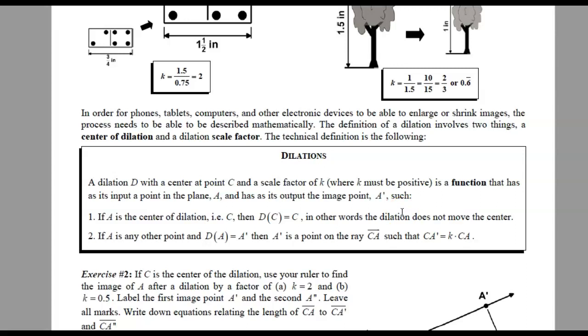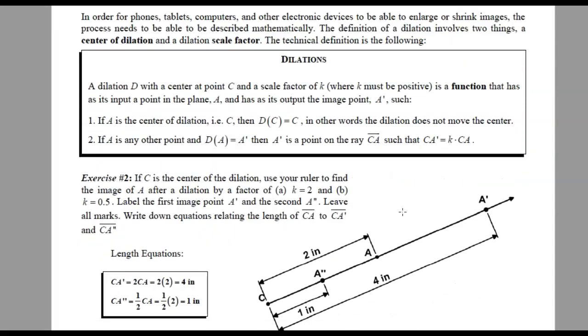So if A is the center of the dilation, in other words, if the point that we're dilating is also the center, then it's just not going to move. That's what number 1 is saying, that the original point will stay the same. But most of the time, a point that we dilate is not on the center, and so it will move. So number 2 is 99% of the time what happens: a point becomes its prime, and we end up making a ray that connects the center point to the original, and we have an enlargement or a reduction. So let's look at some examples of that.